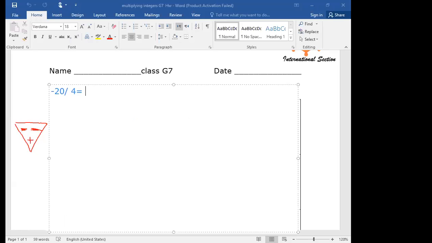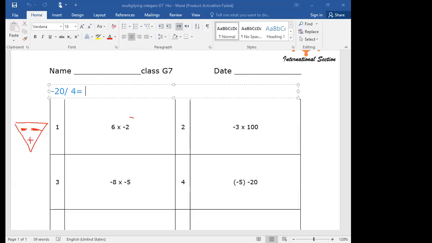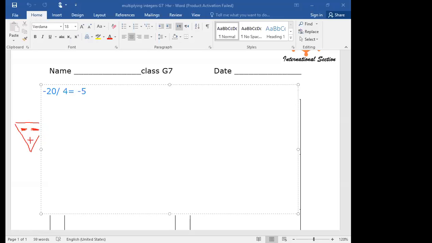Negative 20 divided by 4. Yes, it should be negative 5. Because the first number was negative and the second number is positive, then positive and negative. Look at the divisor and the multi-division: negative and positive, so the answer should be negative. And then 20 divided by 4 equals 5. So the answer for this question will be negative 5. Agree with me?